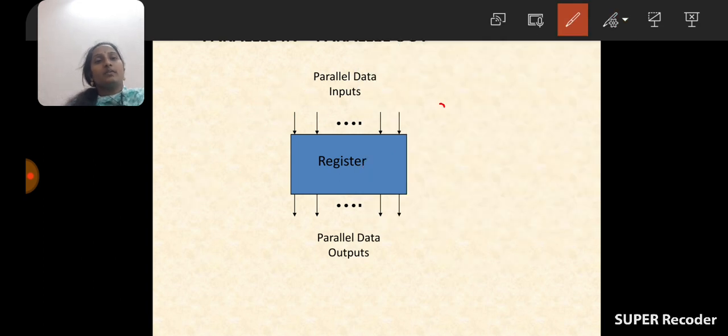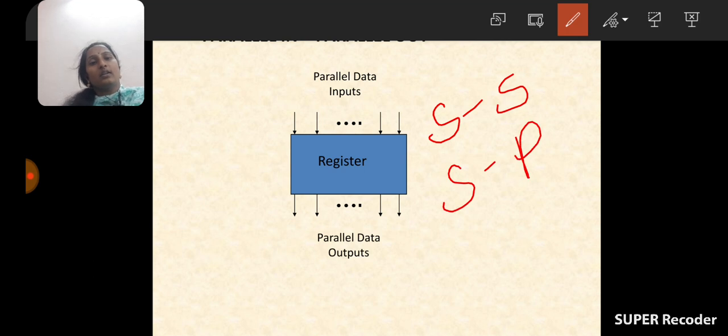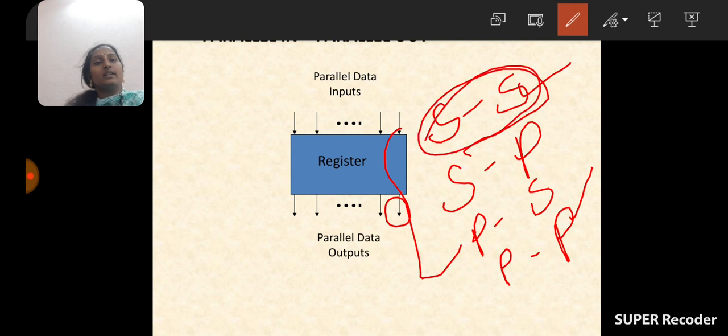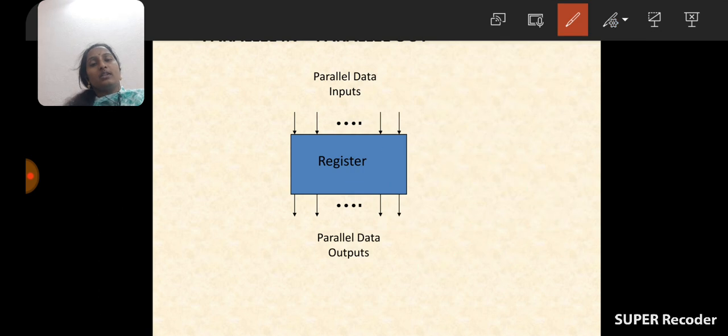4 types. First one is serial in, serial out; serial in, parallel out; parallel in, serial out; parallel in, parallel out. Among these 4, which one is the fastest? Parallel in, parallel out. And among these 4, which one is accurate? Serial in, serial out. So this is about the classification of registers according to the data transfer.